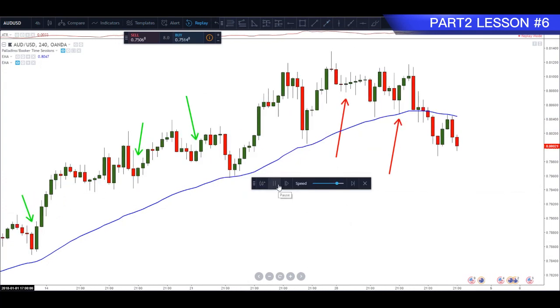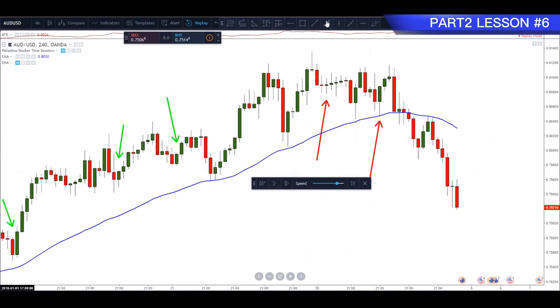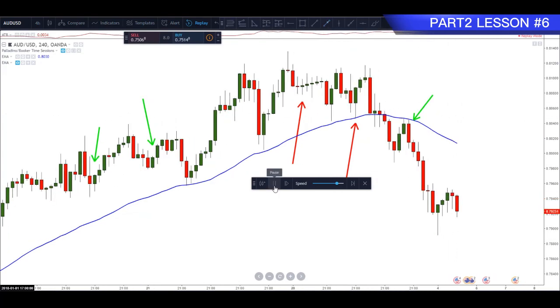Click the play button. There's an entry. We have a market pushing down into new lows, breaking below the 50 EMA. 1, 2, 3, engulfing entry right here. Let's click play and see if that worked out. And yes, it did. Green arrow here. We'll continue here on the Aussie dollar.